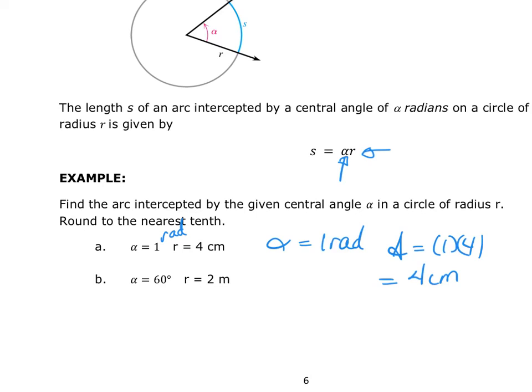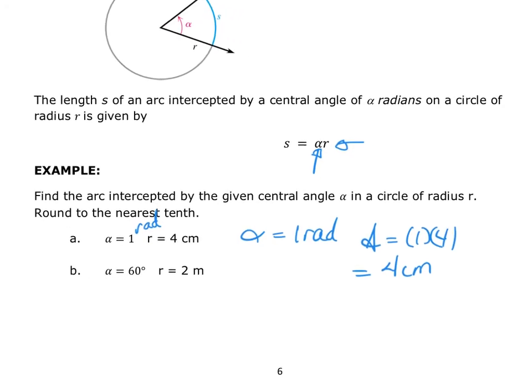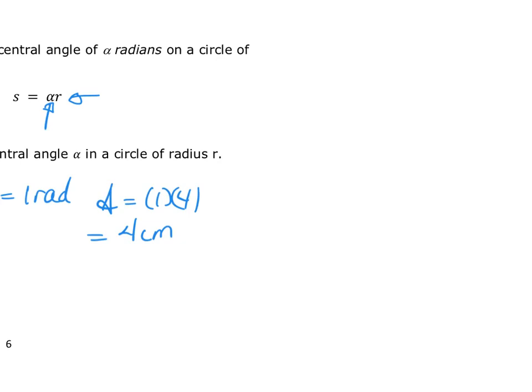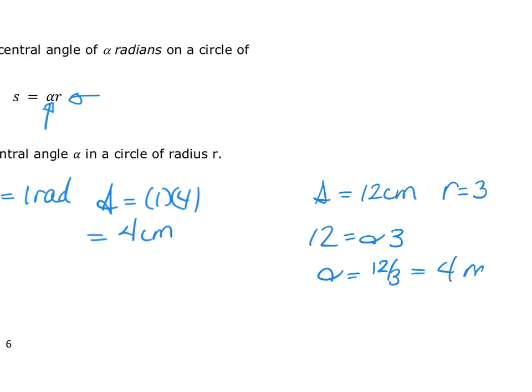Yes? What are you going to ask for the angle? Sure. So the question was, what happens if they ask for the angle? Well, then I'd have to know what the arc length is. Let's assume the arc length is 12 centimeters and my radius is 3. Then I just go ahead and use the same formula. I have 12 is equal to alpha times 3. Alpha is 12 divided by 3. Alpha happens to be 4 radians. Okay?